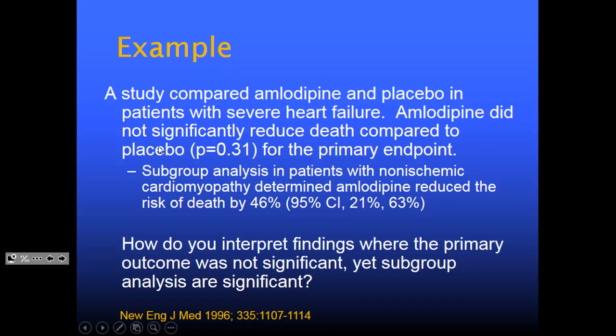And oftentimes, you pick up the abstract and it just says, in patients with non-ischemic cardiomyopathy, amlodipine reduced the risk of death. And your patient happens to have non-ischemic cardiomyopathy. So you say to the doctor, hey doctor, this drug is wonderful. It reduces the risk of death by 46% in your patient with non-ischemic cardiomyopathy. But it wasn't the primary endpoint. And the primary endpoint showed no difference. And if there was only one secondary endpoint, again, maybe it's compelling. But if there were 2, 3, 4, 5, 6, 7, 8, 9, 10 other secondary endpoints, maybe I wouldn't be so enamored by it.